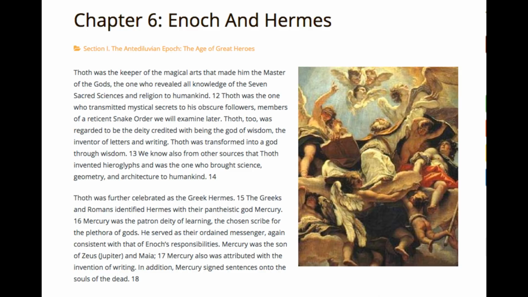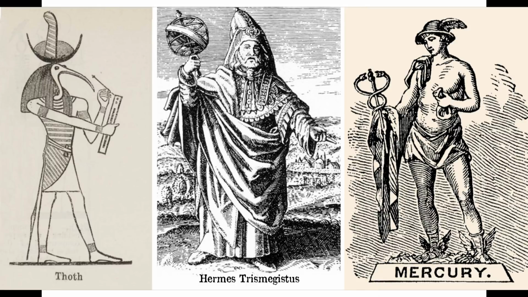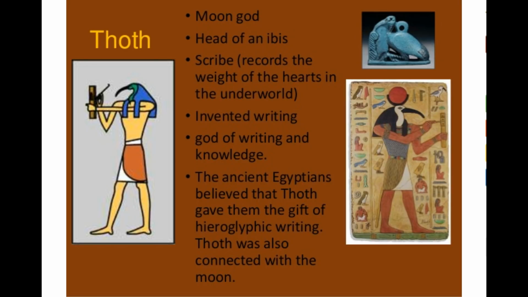We know also from other sources that Thoth invented hieroglyphics and was the one who brought science, geometry, and architecture to humankind. Okay, you're hearing this? So Thoth was further celebrated as the Greek Hermes. There you go again. The Greeks and Romans identified Hermes with their pantheistic god Mercury. Mercury was the patron deity of learning, the chosen scribe for the plethora of gods. Scribe, just like Thoth, just like Enoch, scribe.